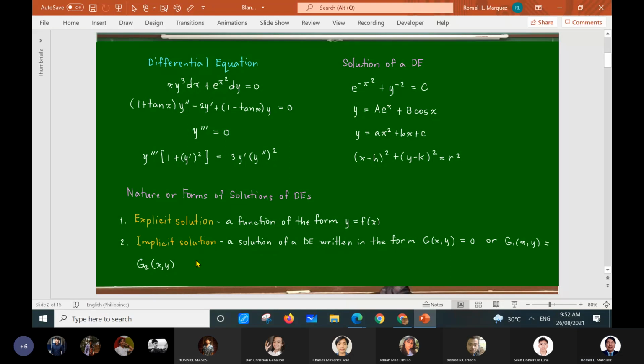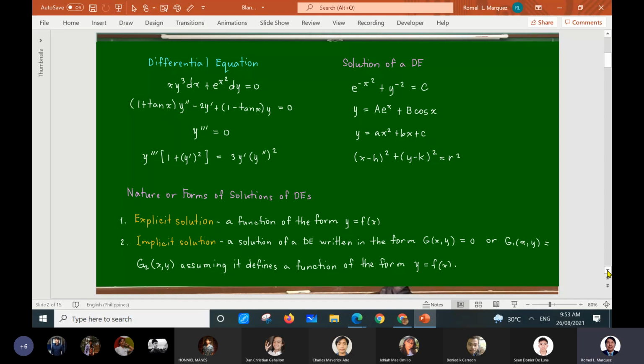And we assume that it defines a function of the form y is equal to f of x. So that's what we mean by explicit and implicit solutions. An explicit solution is a solution of a differential equation written in the form y equals f of x. Implicit, it is written in the form g of xy equal to 0, or g sub 1 of xy equals g sub 2 of xy, with the assumption that it defines a function of the form y equals f of x. Although in most cases, we're not going to solve anymore because it's not that easy. Is that clear, guys? Okay.